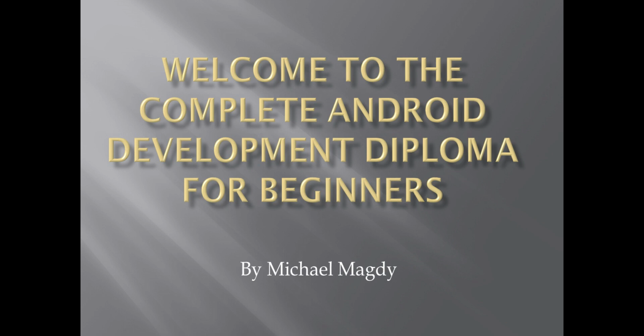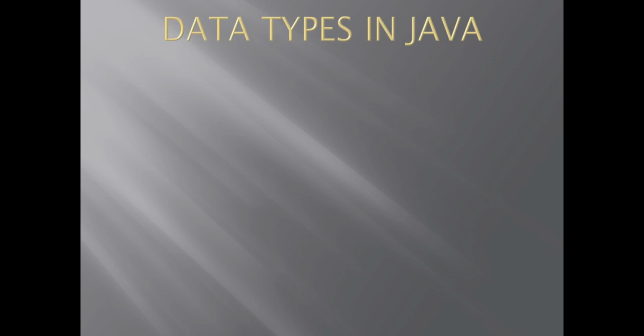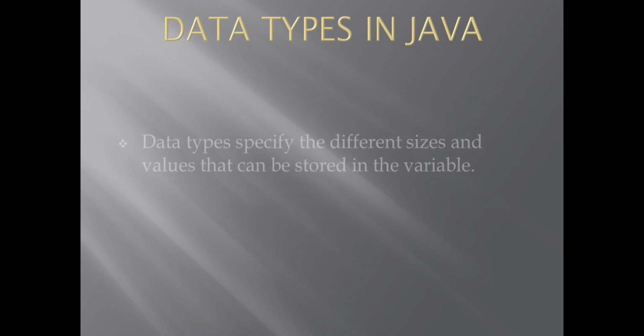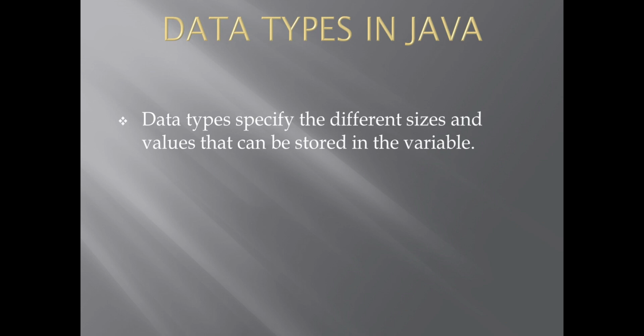In the last video we talked about variables, and in today's video we're going to talk about data types and typecasting in Java. So what is a data type? A data type is a component which specifies the different sizes and values that can be stored in variables.